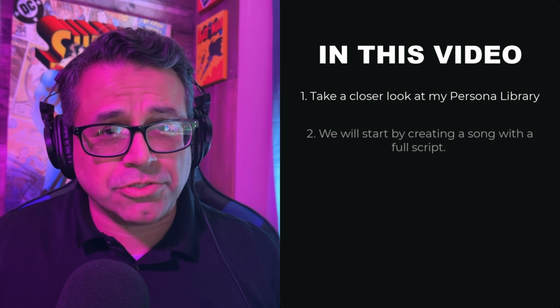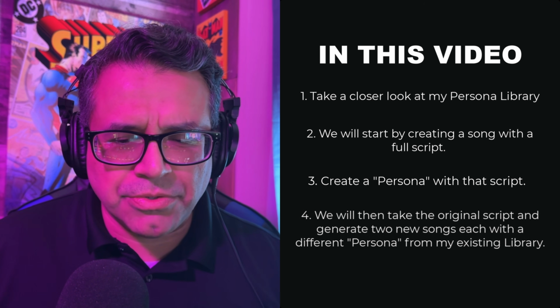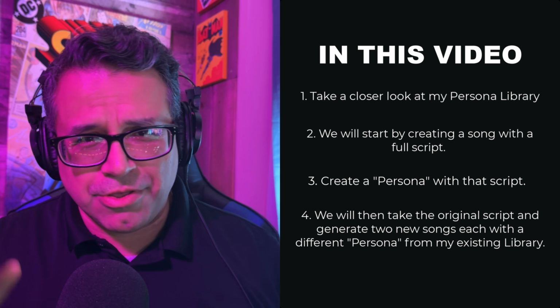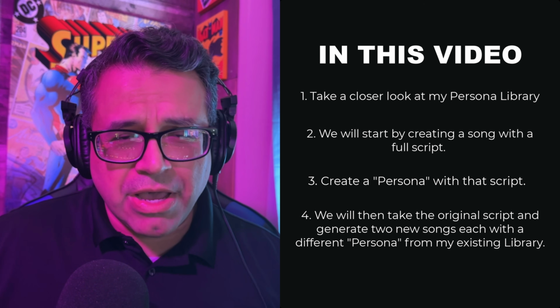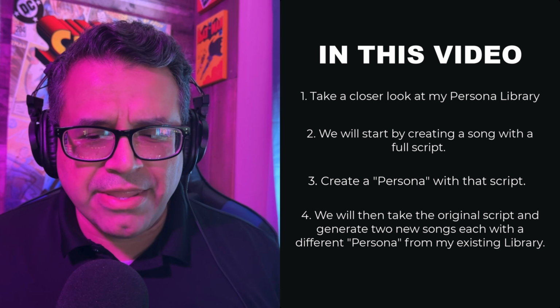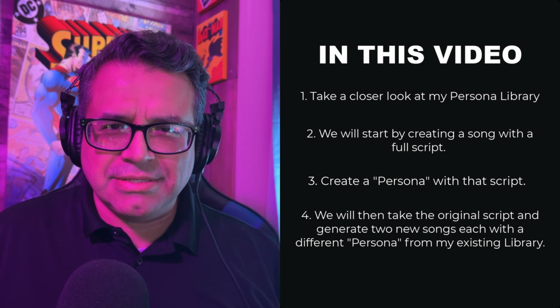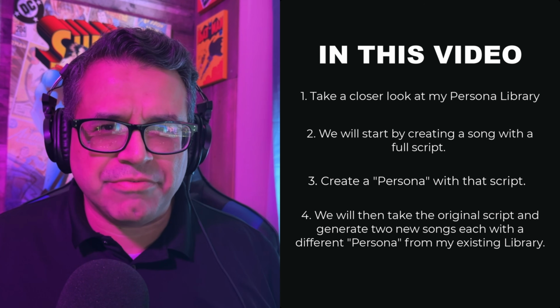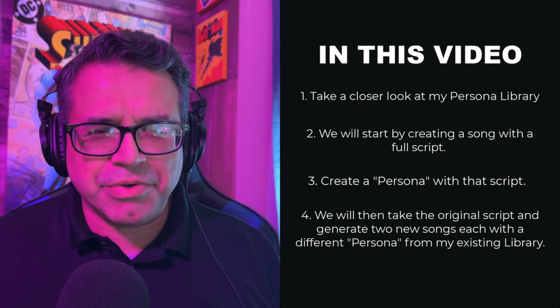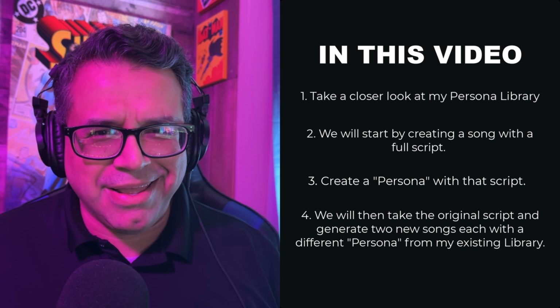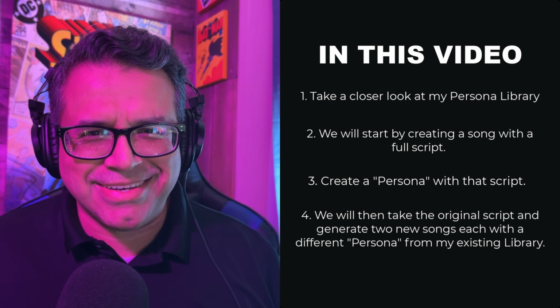Now, we are going to start from a brand new script, right? We're going to create a song with that script, and then we're going to create a persona with all of that. In addition to that, we've got one new persona being created, and then we're just going to take that same exact script and add some personas of my own so that you get a good feel of the variation of what you could do with personas. So with that, let's jump right in and get started.